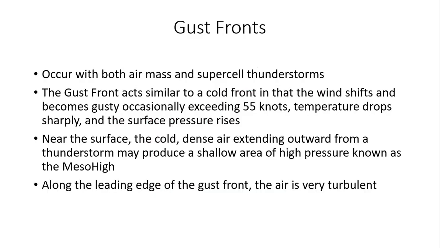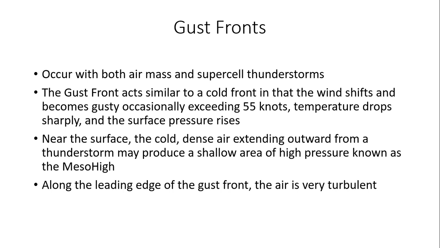So we're going to start today's training off with a discussion on some of the specific features associated with thunderstorms. We're going to start first with a talk about gust fronts. Now these occur generally with both air mass and supercell thunderstorm types. The gust front acts similar to a cold front in that the wind shifts and becomes quite gusty, occasionally exceeding 55 knots. You'll see a temperature drop and a surface pressure rise as a gust front moves through the area.